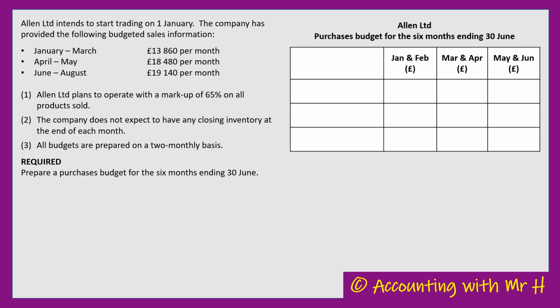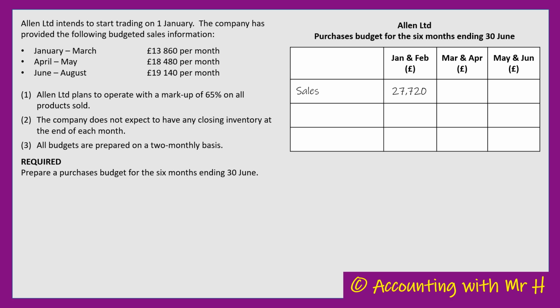And just like the last budget, if I've got to consider what it is we need to purchase, the logical starting point is what are we budgeted to sell? So my first row in any purchase budget will be the sales. And if I look over at the information on the left, in January to March, they're expecting to sell 13,860 per month. So I want 2 months worth here. I need January and February. So 13,860 multiplied by 2. So the total budgeted sales in pounds for January and February combined is 27,720. Then do the same for March and April.